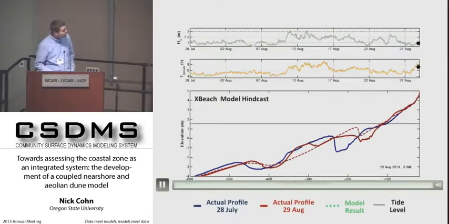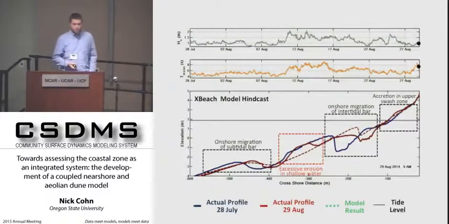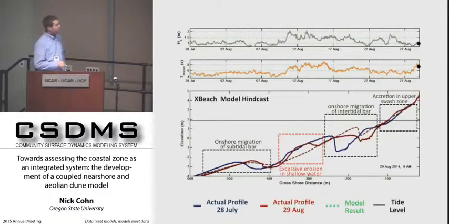So what we notice at the end of the simulation is that the model did a decent job of recreating the onshore migration of the subtidal bar. A number of process-based models have been shown to be capable of doing this. We also showed some accretion in the upper swash zone. And we did predict the onshore migration of this intertidal bar, although there's an excess amount of sediment. And presumably this is related to excessive erosion in this subtidal regime here.